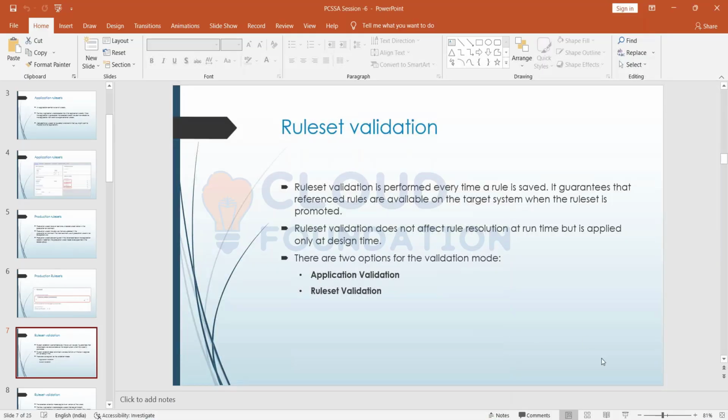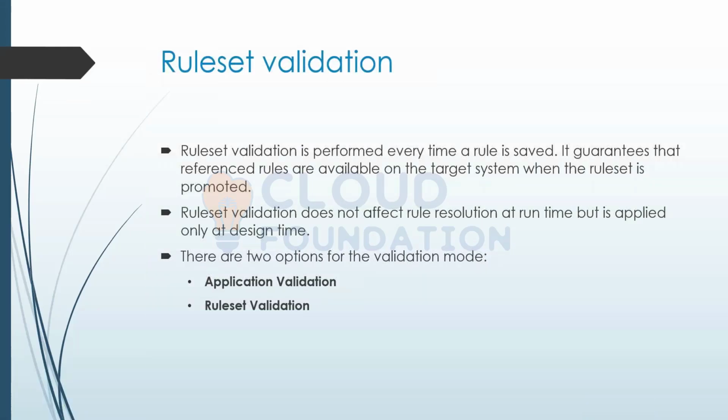Okay, so let's see what it is. This thing that we are going to discuss about the validation is a design time aspect, right? When you're creating a rule set, which validation should you go for, right? This is considered when you try to save a rule. It's during the design time aspect that you start looking at this.